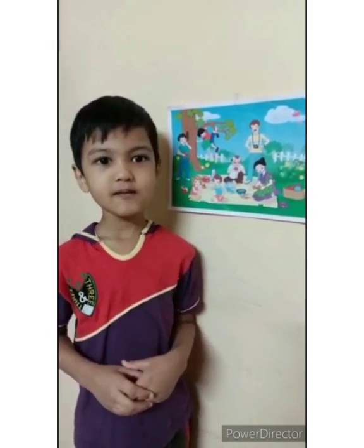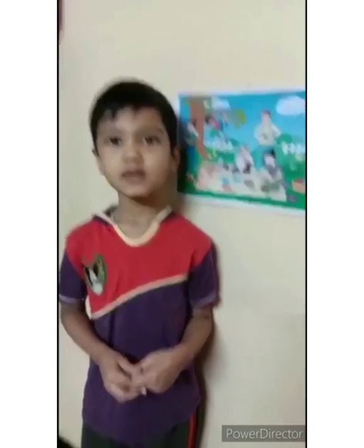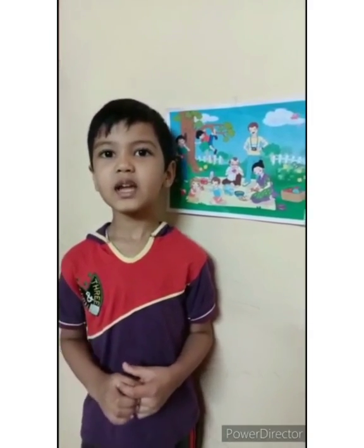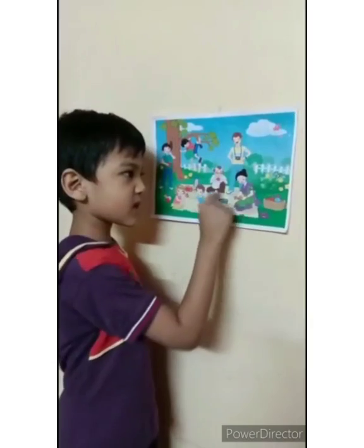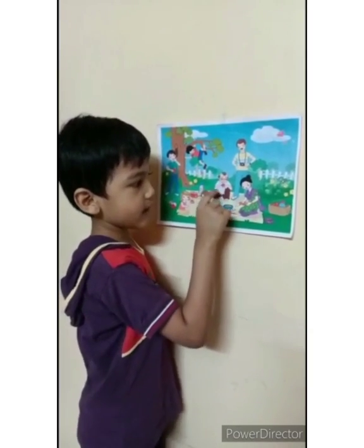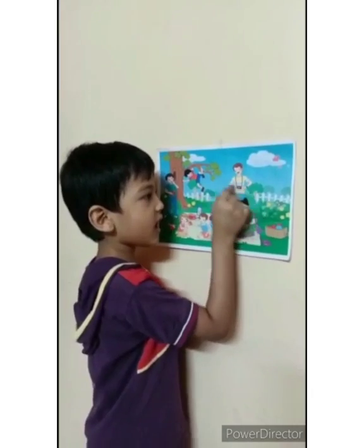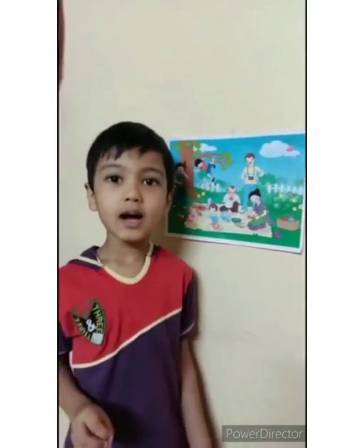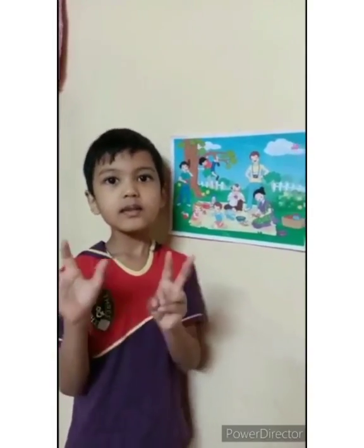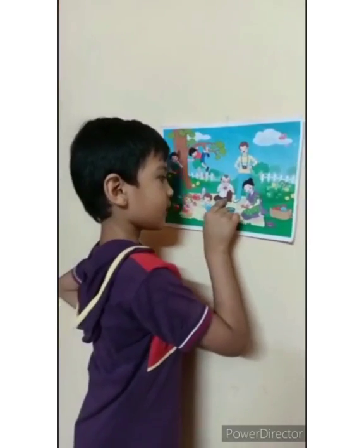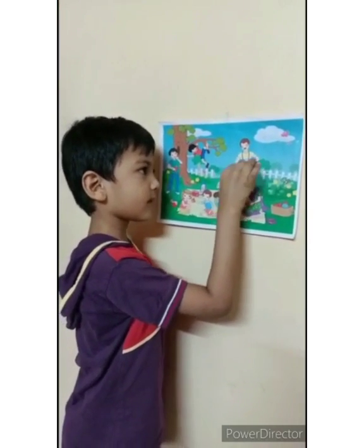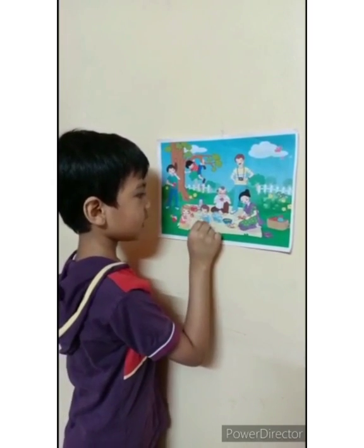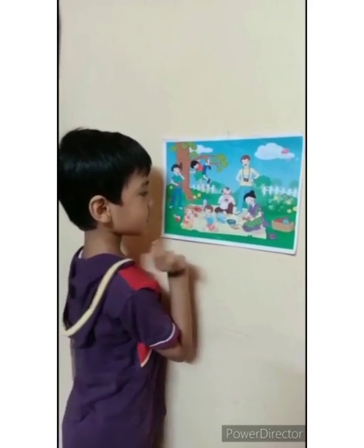The topic for today's picture talk is family picnic. This picture is family picnic in the garden. There are 7 people in the family: grandfather, father, mother, 3 brothers, and 1 sister.